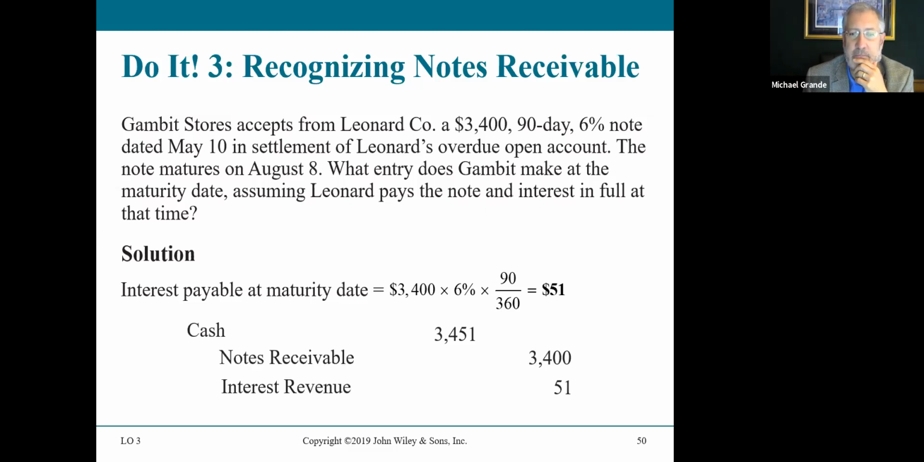There's your journal entry. Credit the note receivable because it's been honored. Recognize $51 of interest revenue. Total cash $34.51. Again, debits always have to equal credits.